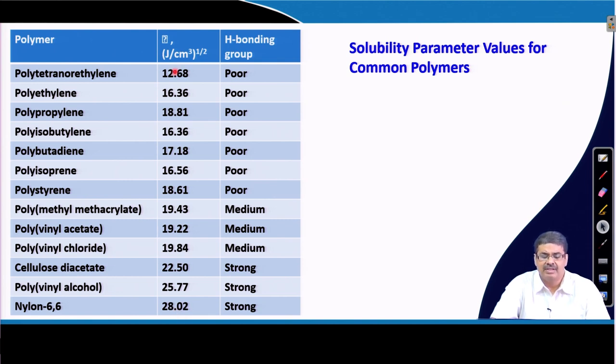Now, along with the solubility parameter value, we also need to keep in mind the hydrogen bonding capability of these polymers, and this is generally estimated from the hydrogen bonding capability of the monomers from which the polymers are synthesized. For example, ethylene is a poor hydrogen bonding molecule, so polyethylene also has poor hydrogen bonding capability. Vinyl acetate and vinyl chloride have a medium hydrogen bonding capability, and polyvinyl alcohol is strong, or nylon, which has a strong hydrogen bonding capability.